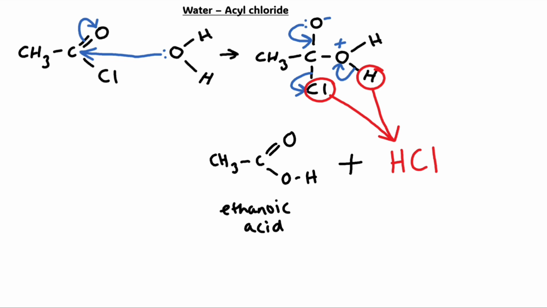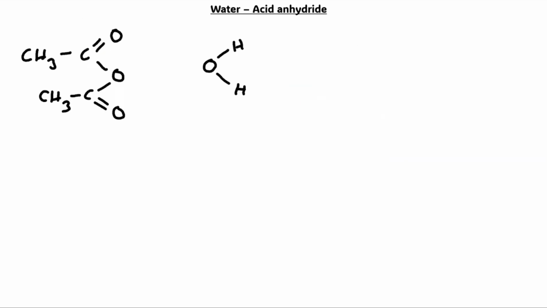So it produces ethanoic acid, because it forms a C double bond O, and it's just the oxygen and the hydrogen left, so it's a carboxylic acid, ethanoic acid. Now water with an acid anhydride, so it's basically the same thing, it's just an anhydride.